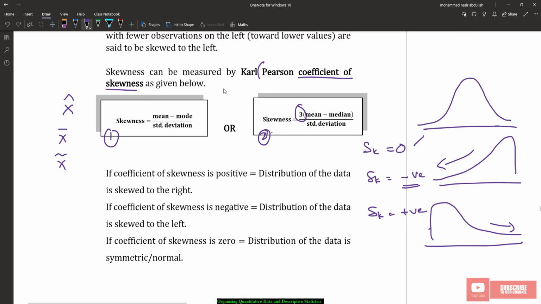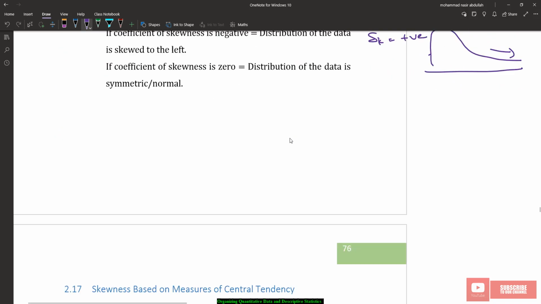Right? So this is the skewness. How to calculate skewness? If the skewness value is equal to 0, it means it's normally distributed. If the skewness value is negative, it is skewed to the left. If the skewness value is positive, it is a right-skewed distribution. Right?